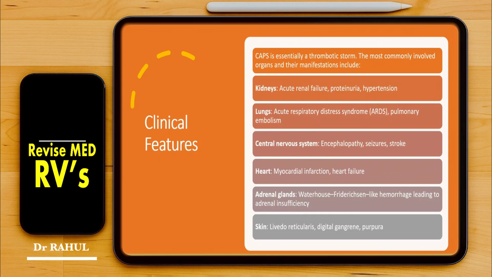Adrenal gland involvement is one of the characteristic features in case of CAPS. It will cause Waterhouse-Friderichsen syndrome, leading to adrenal insufficiency. And skin manifestations such as livedo reticularis, livedo racemosa, digital gangrene, and purpura can be seen.